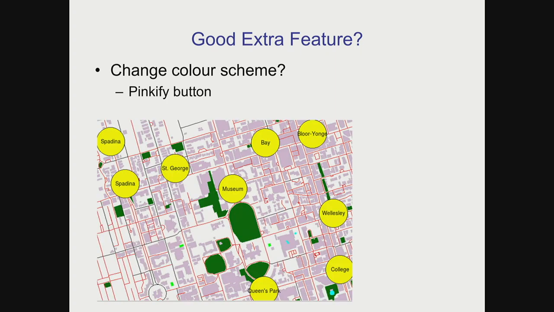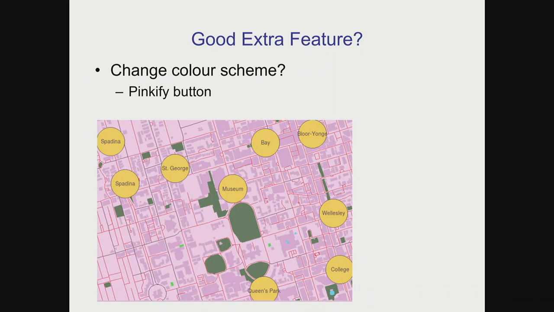Okay, so we said that you have to do all these basic items and then you have to come up with some extra features. So here's a potential extra feature. I could change the color scheme of my map. I'm going to make a pinkify button, and every time I click it, the map gets more pink. So what do you think of my extra feature? It's fantastic, like 5 out of 5. Okay, I see people are skeptical.